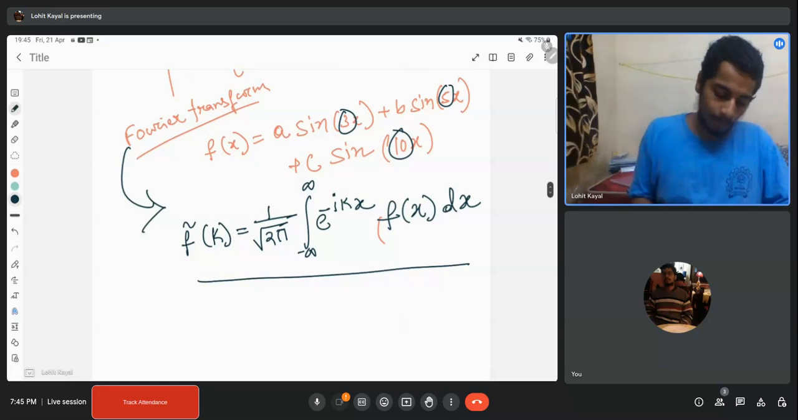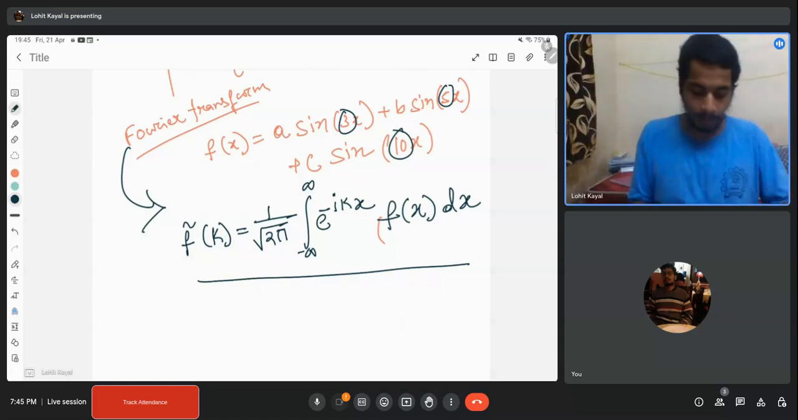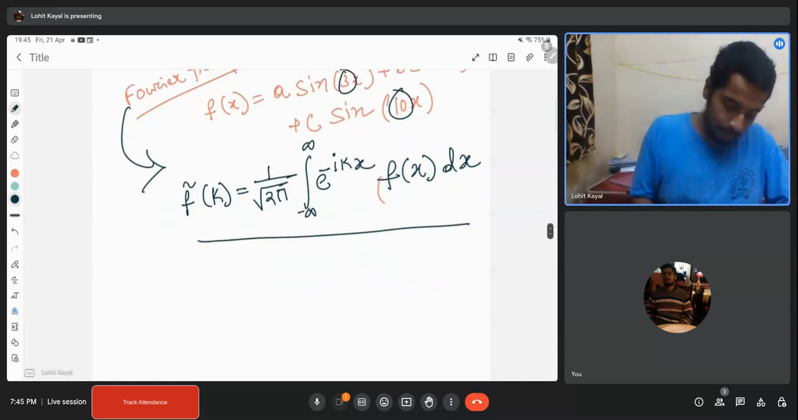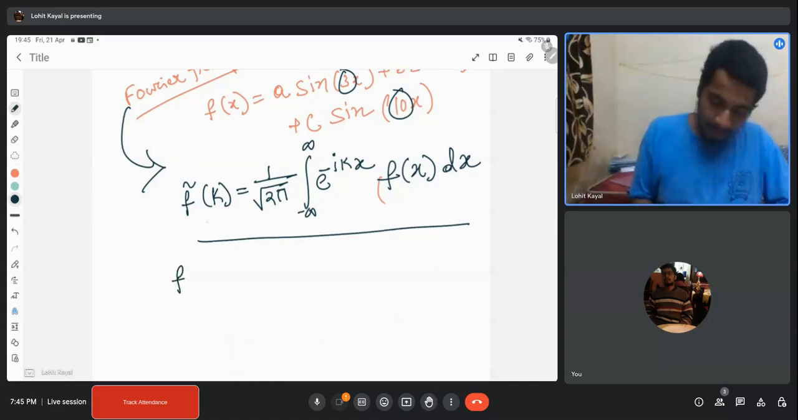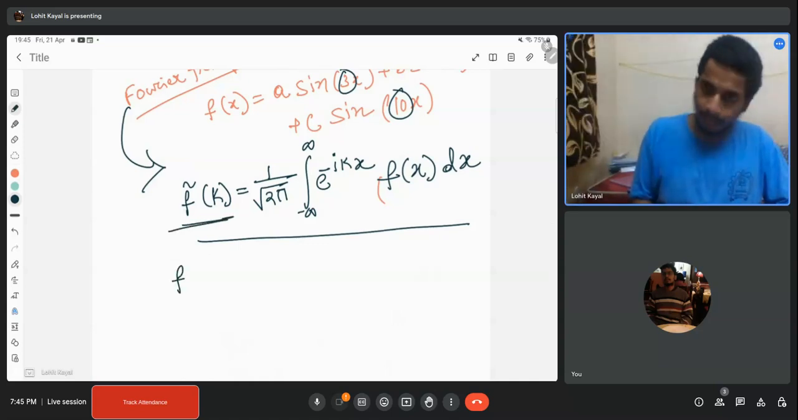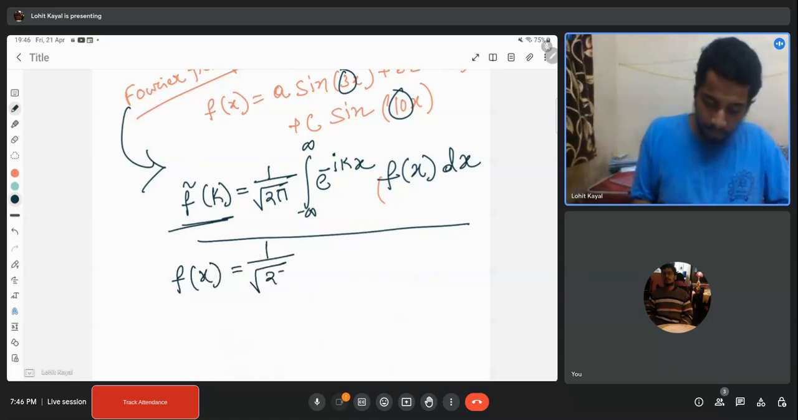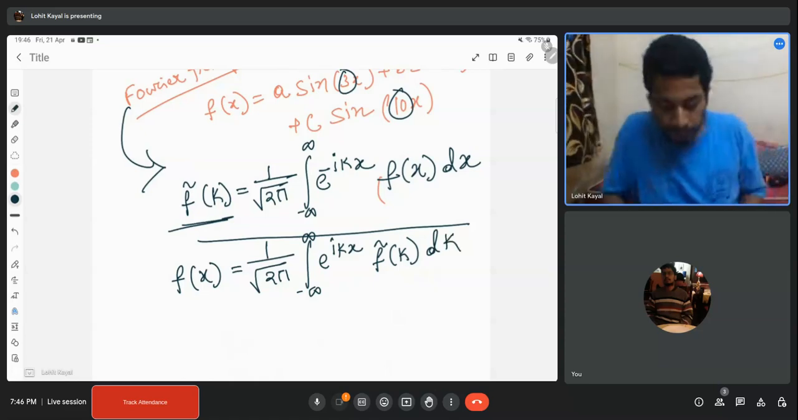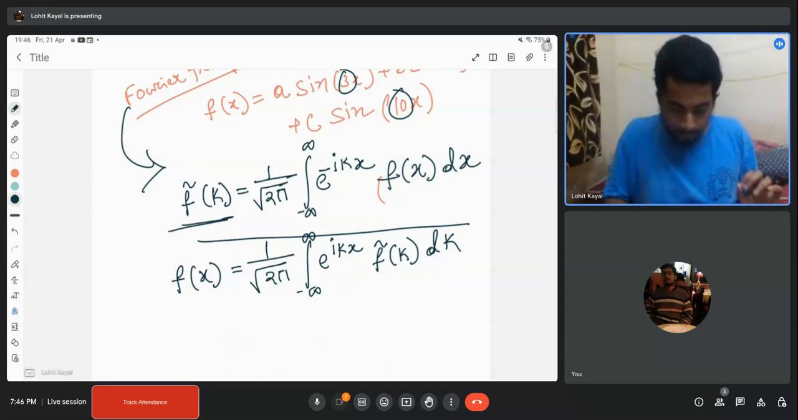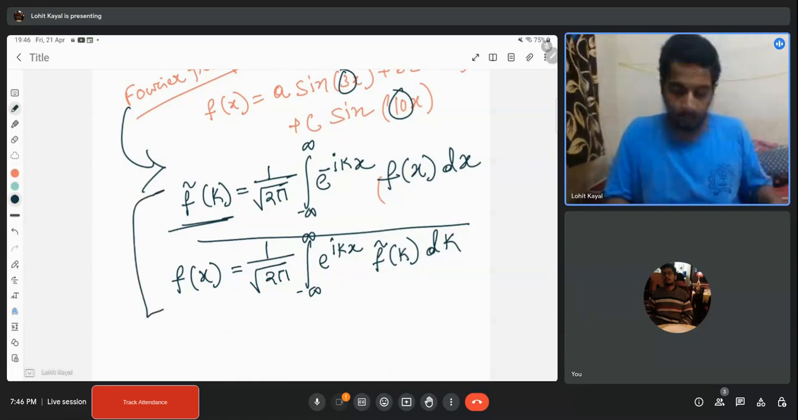Now suppose you have decoded the signal. If you again want to get back the original signal, then you need to use the inverse of this Fourier transform. That is, suppose you have this f tilde of k and you need to get back f of x, then you just need to do f of x equal to 1 by square root of 2 pi, integral from minus infinity to infinity, e to the power i k x, f tilde of k dk. This definition is not my concern for this class.